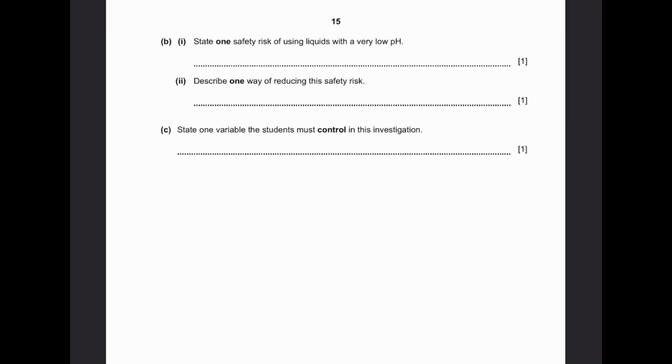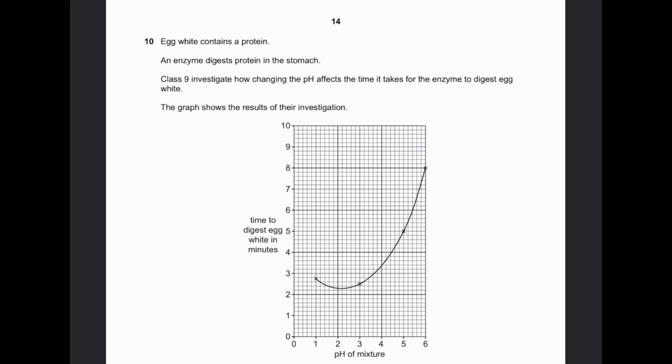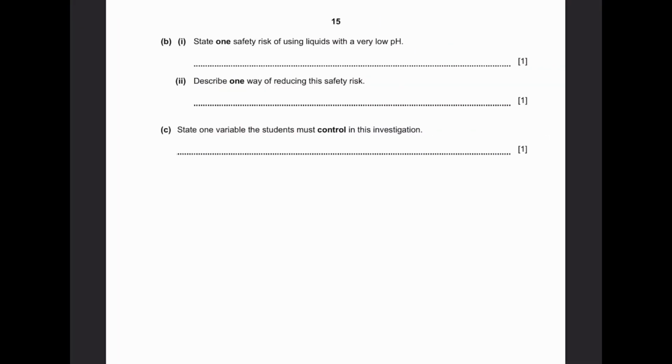B. 1. State 1 safety risks of using liquid with very low pH. We know one thing, acids are corrosive. So if there are very strong acids, they'll be in like pH 1 to 3. So it is really dangerous because it could corrode the skin. It's one safety risk. Could corrode the skin. That's the answer.